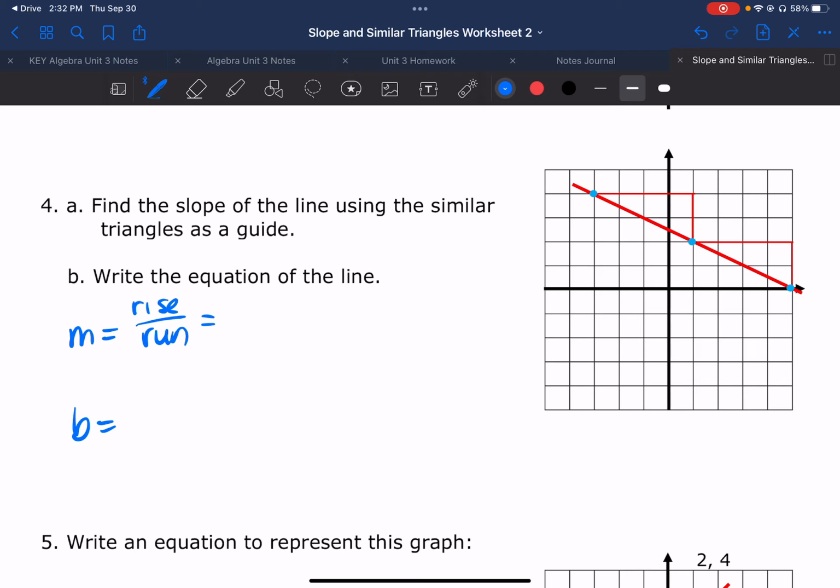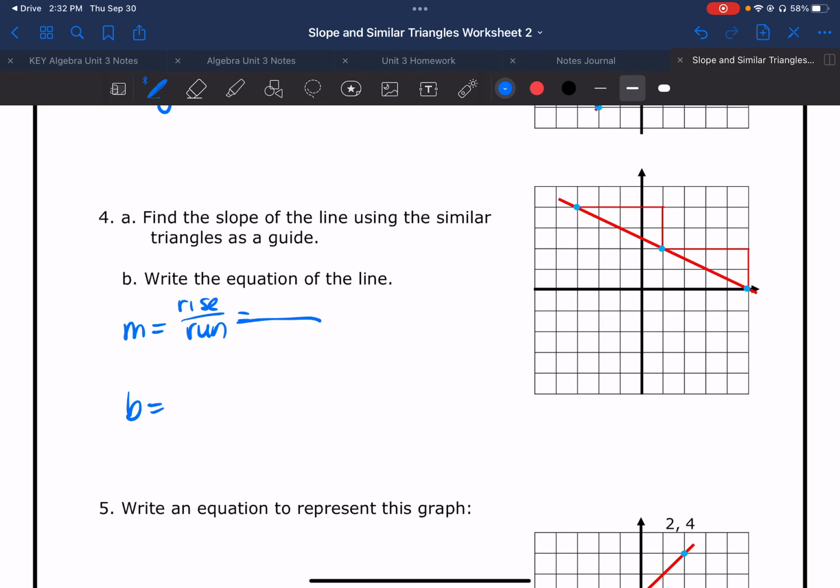So in this case, because I always do my number on top first so that I don't get my numbers confused, my rise is going down 1, 2, minus 2. So I'm going down, which is a -2. Now what's my run? 1, 2, 3, 4. My run is 4. Can this be reduced? Yes, it can. This is going to be -1/2. So I just found my slope.